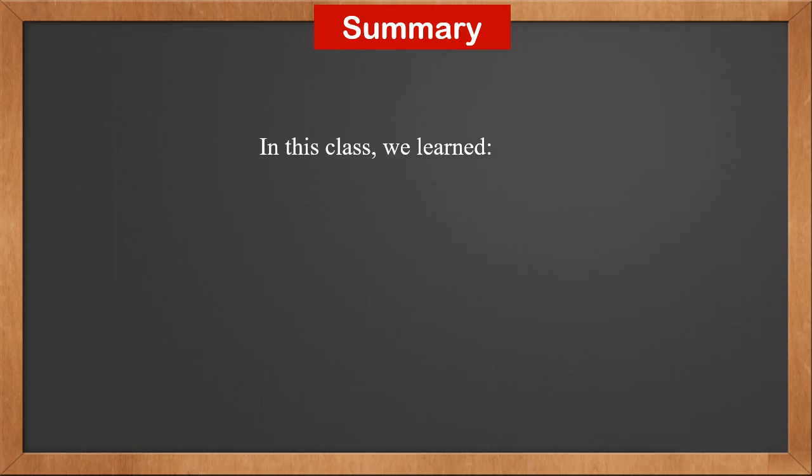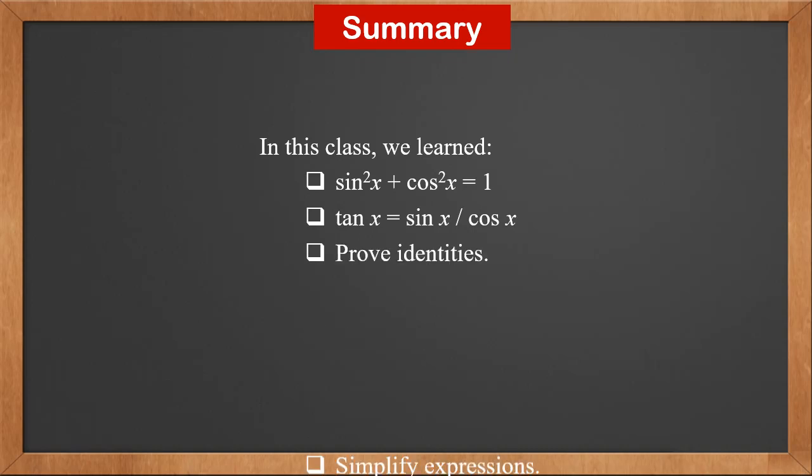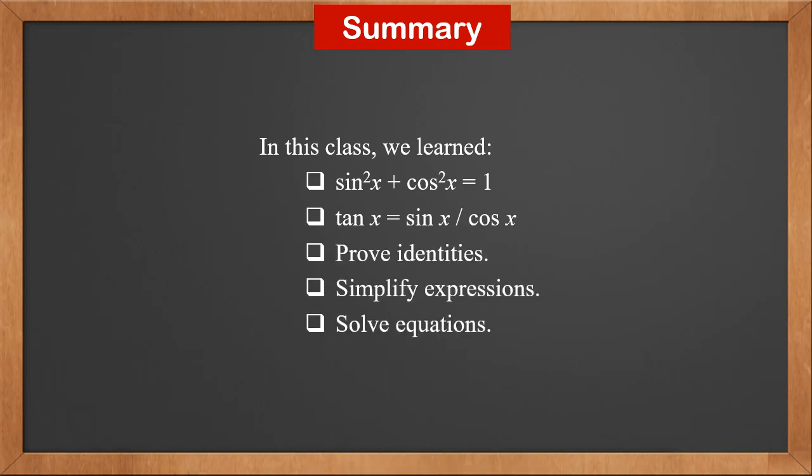In this class, we learned how to use the two identities, sine squared x plus cosine squared x equals 1, and tangent x is sine x over cosine x, to prove identities, simplify expressions, and solve equations.